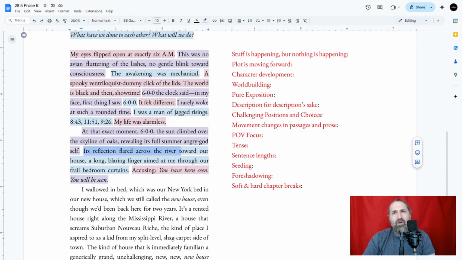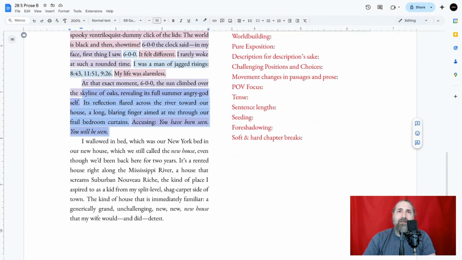It reflects across the river. How does it reflect off the river? Well, a blaring finger aimed at him, because it's probably showing the reflection of the sun. What is that representing internally? Even though it's external, it turns into internal because it's their direct perspective. It is self-accusation, self-judgment, etc. Okay. So all that is happening.